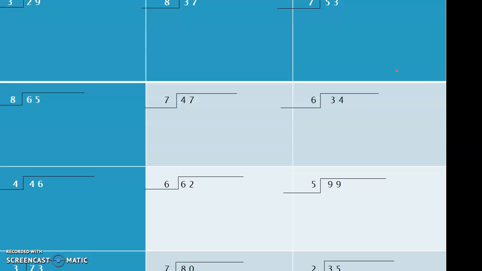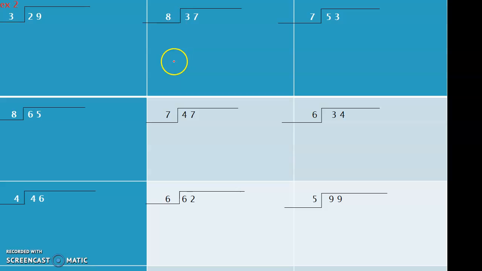Okay? Let's do the first one in exercise 2 on the extra sheet. I will send it for you on the system. 29 divided by 3. We will follow 3 steps. We said dad, mom, sister. 1, 2, and 3. So 3 steps. Dad, mom, sister.